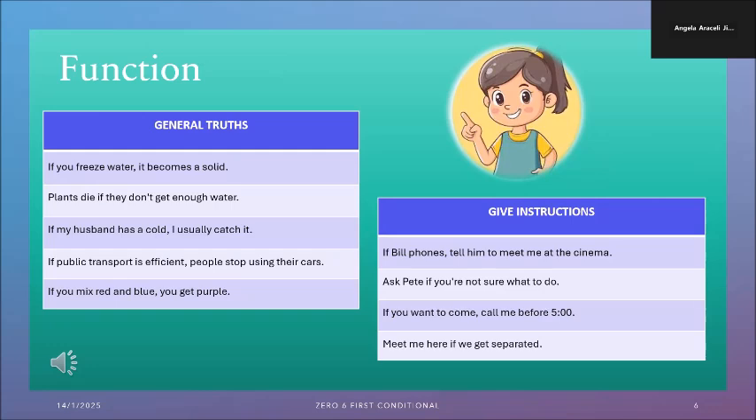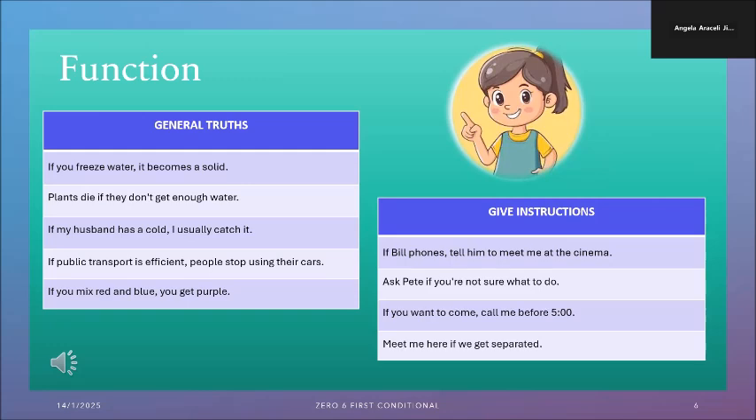Let's see. If you freeze water, it becomes a solid. Plants die if you don't get enough water. If my husband has a cold, I usually catch it. If public transport is efficient, people stop using their cars. If you mix red and blue, you get purple.